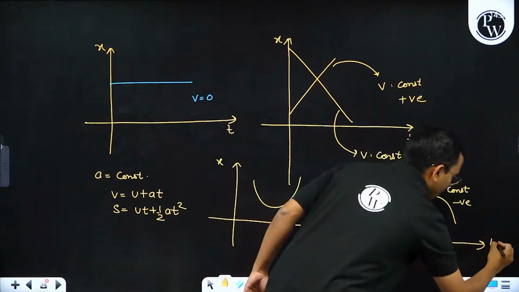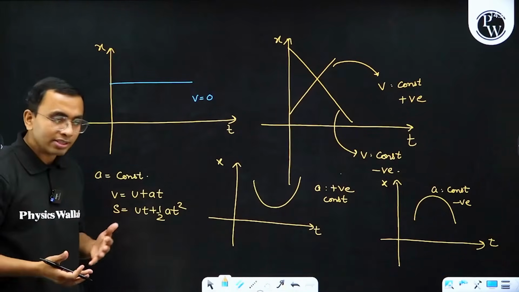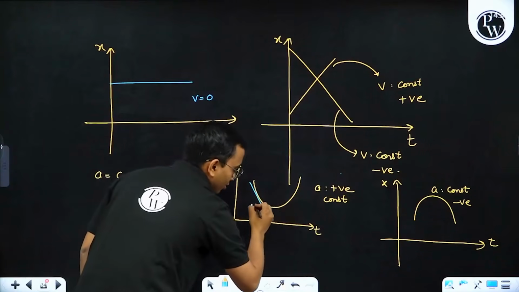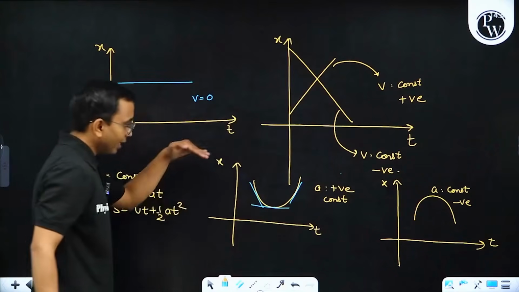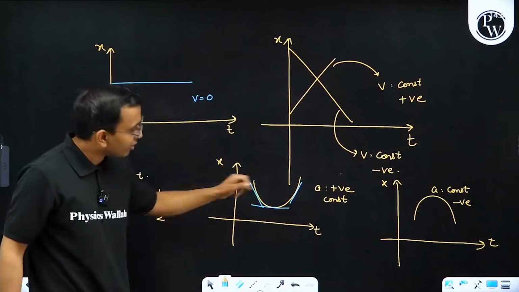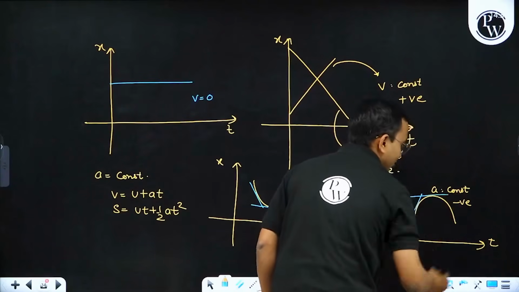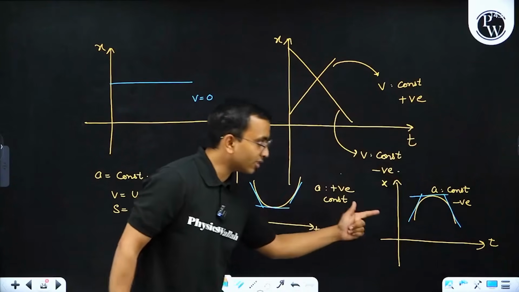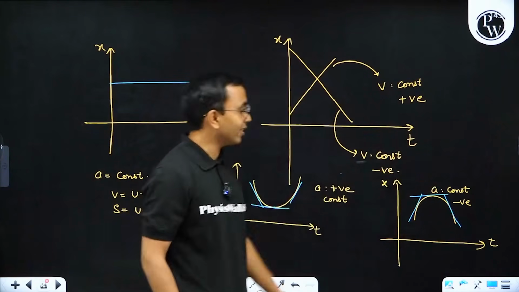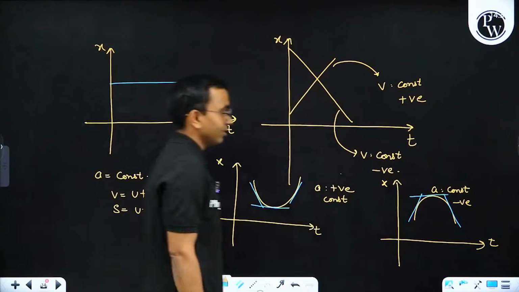You may say, sir, how can we say the acceleration is positive or negative here? You may check how the slope is changing. Here the slope is initially negative, then 0, then positive. It is increasing, so velocity is increasing. Therefore, acceleration is positive. Here the slope is positive, then 0, then negative, decreasing. Slope decreasing means acceleration is negative. So upward parabola, acceleration is positive. Downward parabola, acceleration is negative.